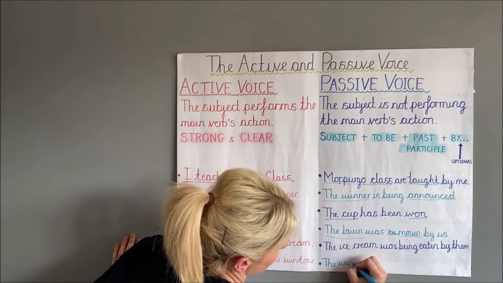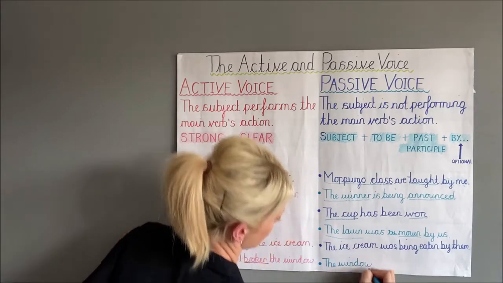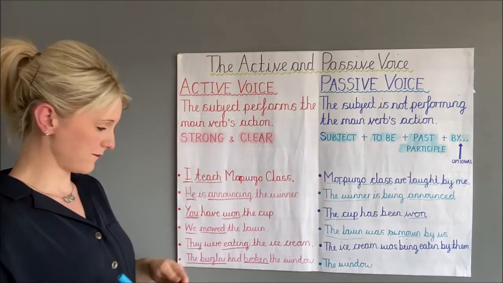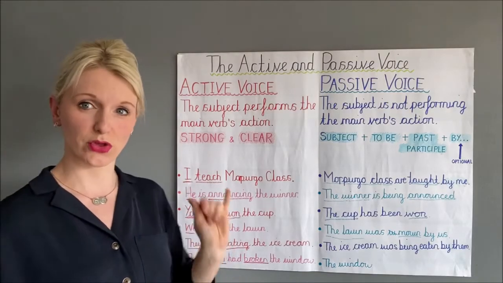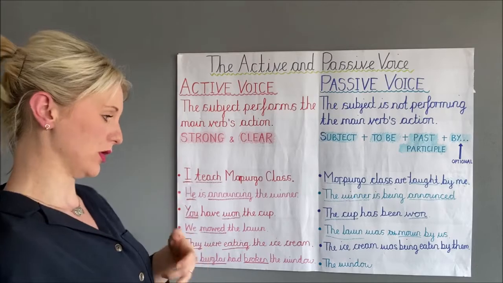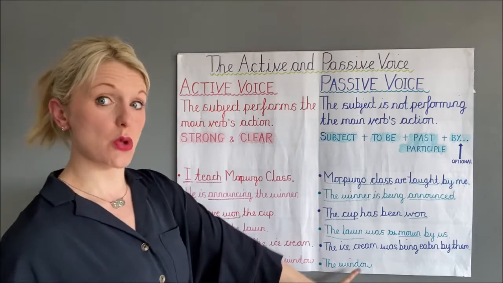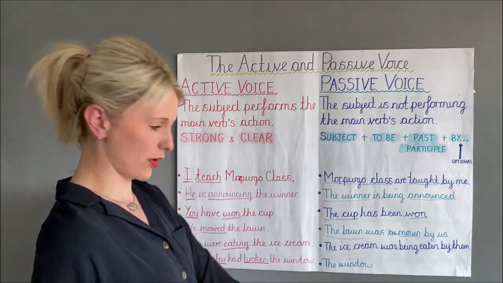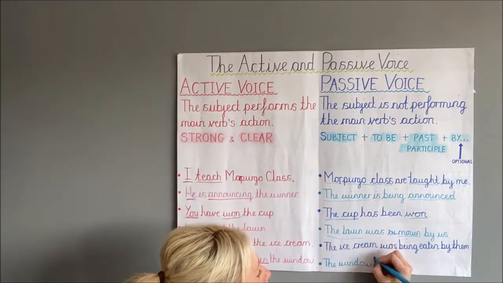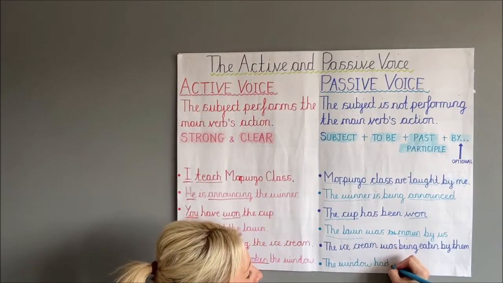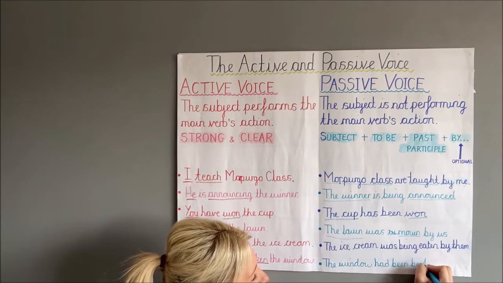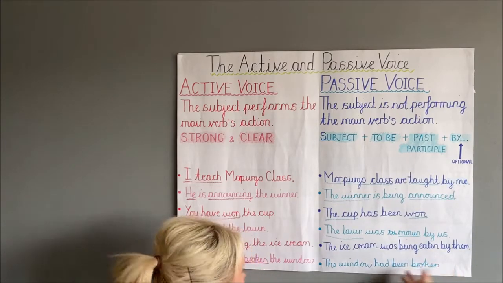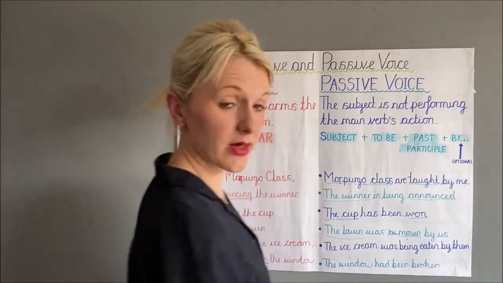So I'm going to say the window, and I'm looking carefully at the tense I'm writing in. It said the burglar had broken the window, so it had already happened. So I'm going to say the window had been broken. Had been broken. And then I could add by the burglar.